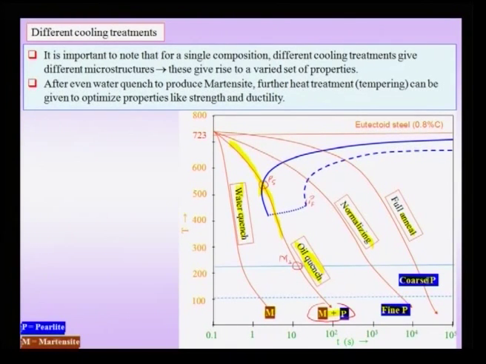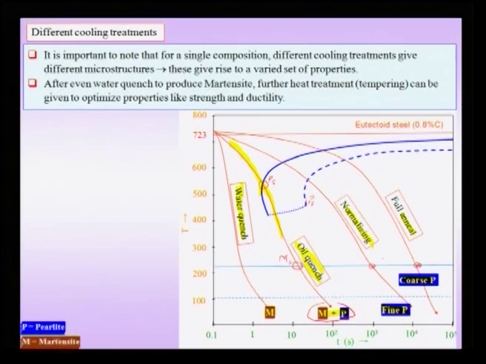And as I again pointed out, this coarse pearlitic structure, of course, we will note the properties very soon, but we have to note again that in the case of normalizing and full annealing, these intersections have no meaning. So, these intersections should not be given any importance.